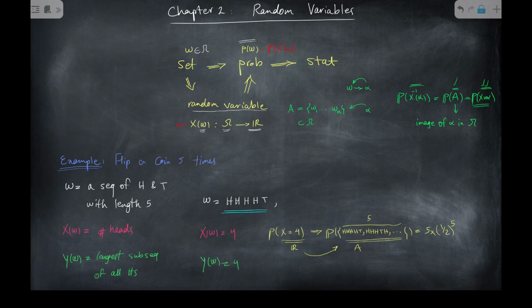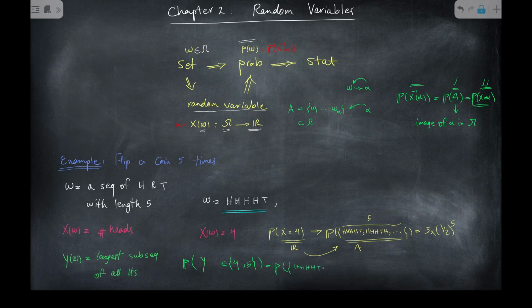Or you can make it more complicated. For example, let's think about Y of omega belonging to 4 and 5. So what's the probability of that? Instead of thinking about random variables being just one number on the real line, what about thinking about multiple numbers? Again, you need to think about the image of these two numbers. So the image of 4, the longest subsequence of all heads, is going to be either this.